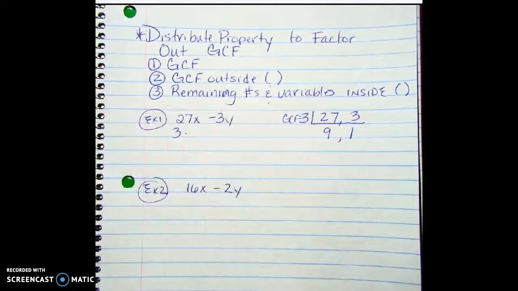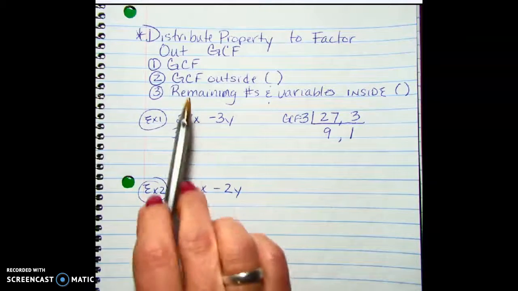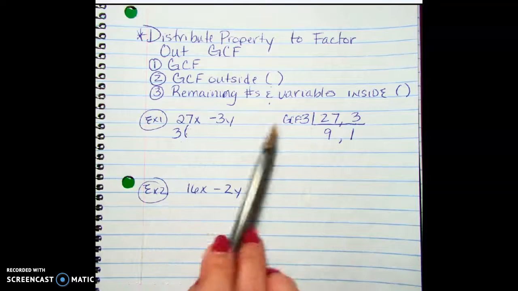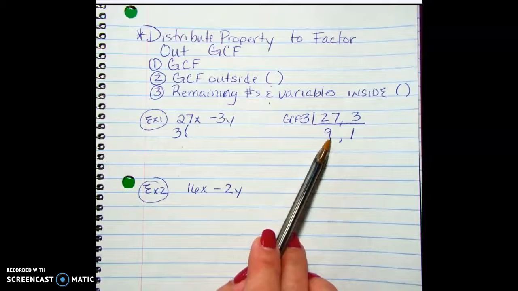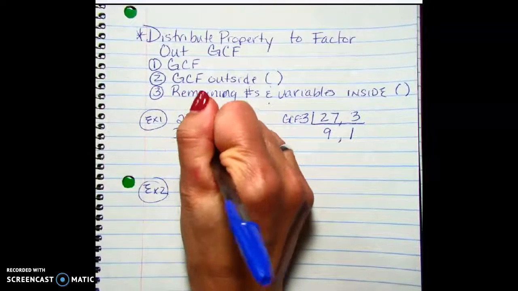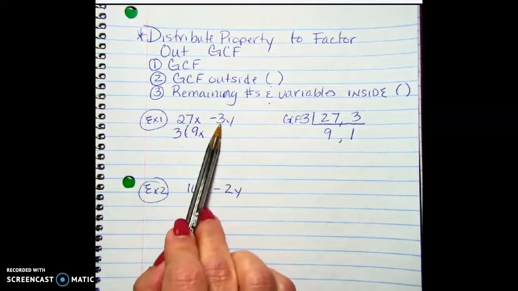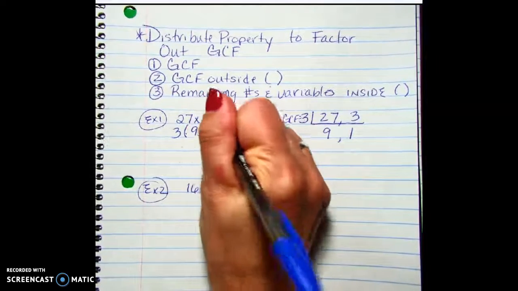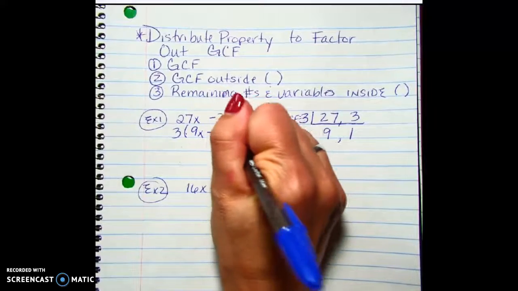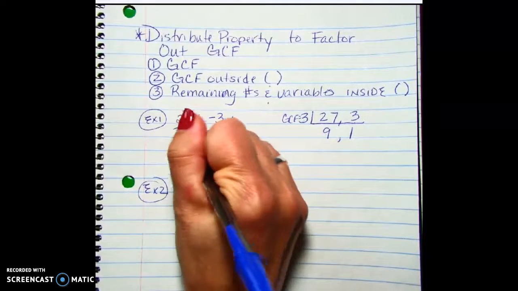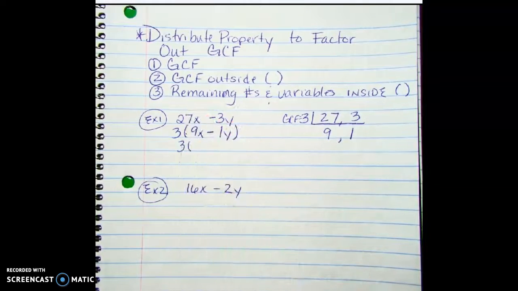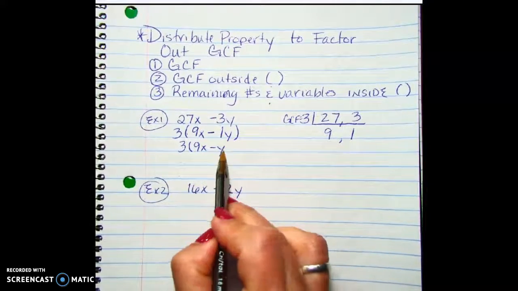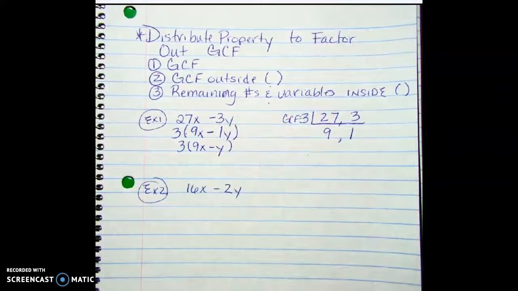I put it on the outside, and then I write parentheses. And then I put whatever's remaining, numbers and variables, inside. So if I took 3 out of 27, I'd have 9. Don't forget your x. And then I took 3 out of the 3y, so I would have minus, keep your minus sign in, 1y, also known as 3 times the difference of 9x minus y. 1y is still y. Let's try another one.